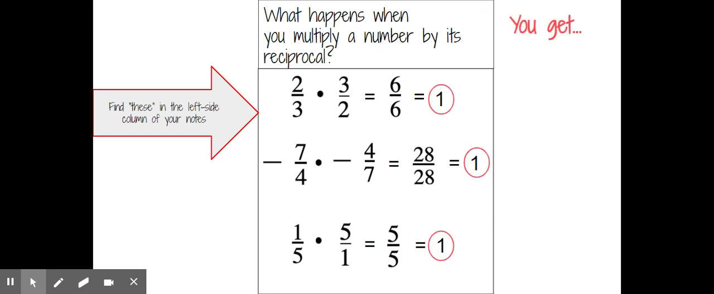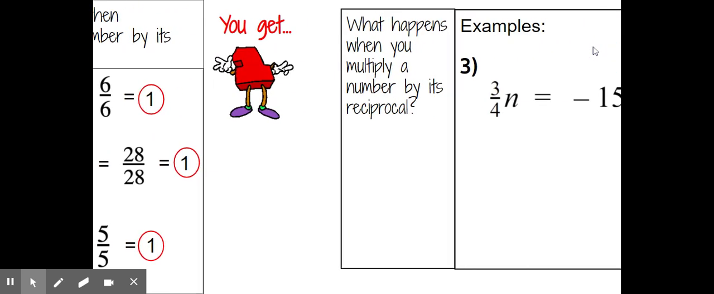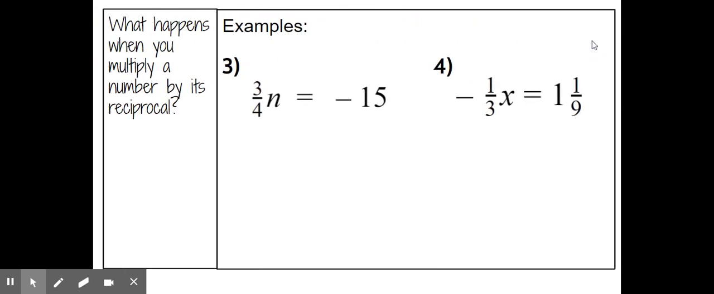What are you noticing? Every single time when you multiply a number by its reciprocal, you get 1. Oh, there's a fun dancing 1. Yeah, you get 1. So when we take a number and multiply it by its reciprocal, our product or our answer is always going to be 1. So now let's take a look at number 3 and 4.